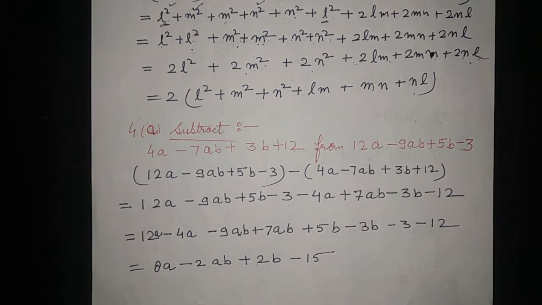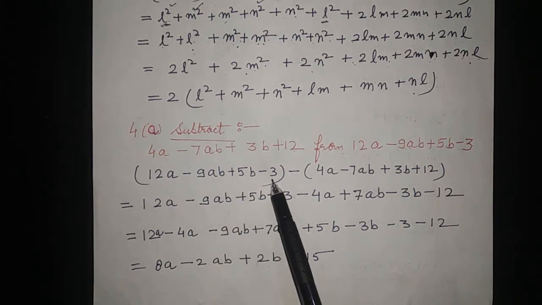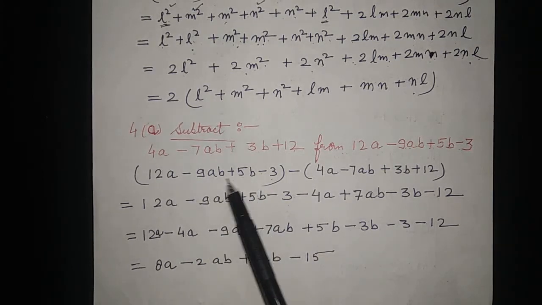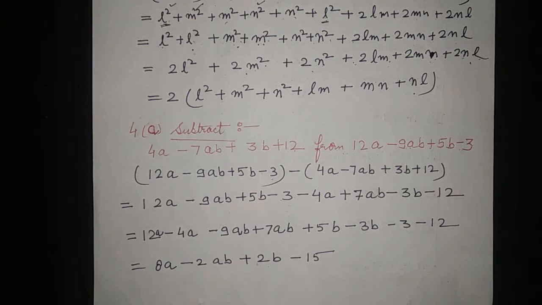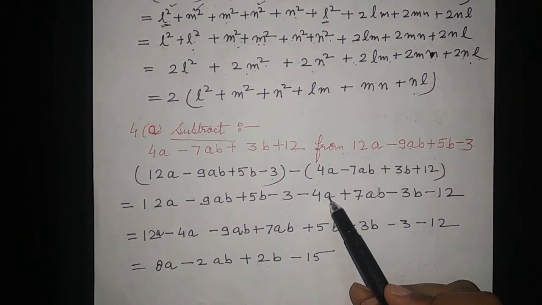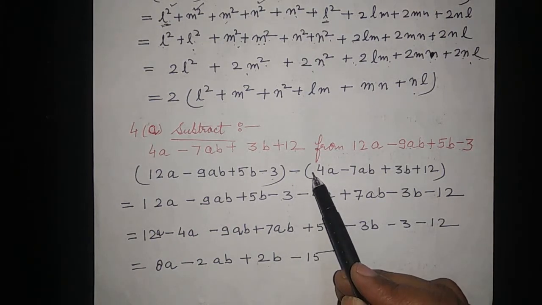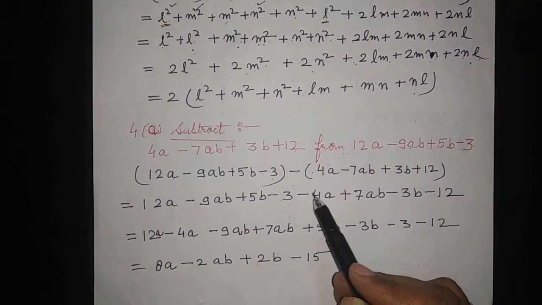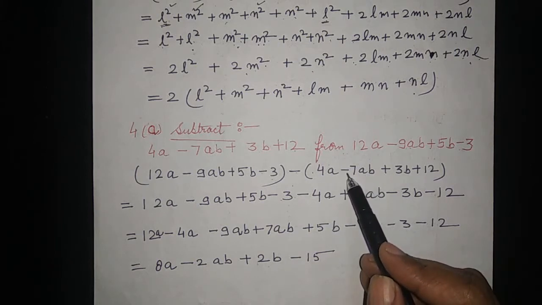Now see the next term here. We will write this expression, the first expression which we have written first, 12a minus 9ab plus 5b minus 3. After that, we will put a minus sign and note down this 4a. Now, here minus and plus, when you multiply, then what is coming? Minus.